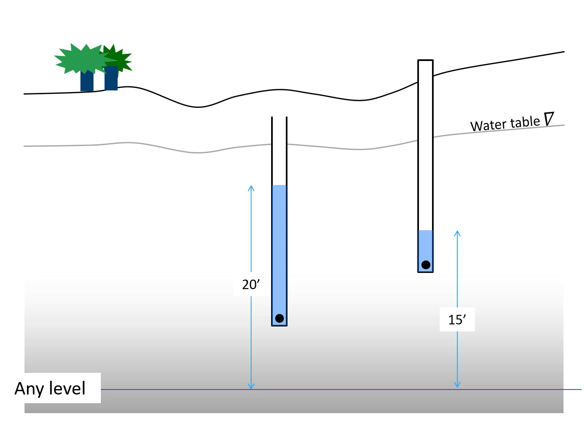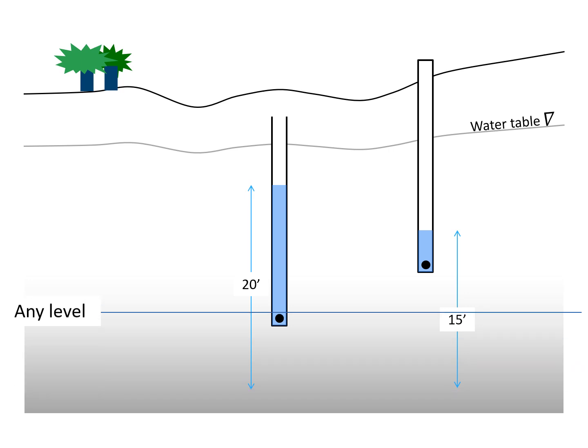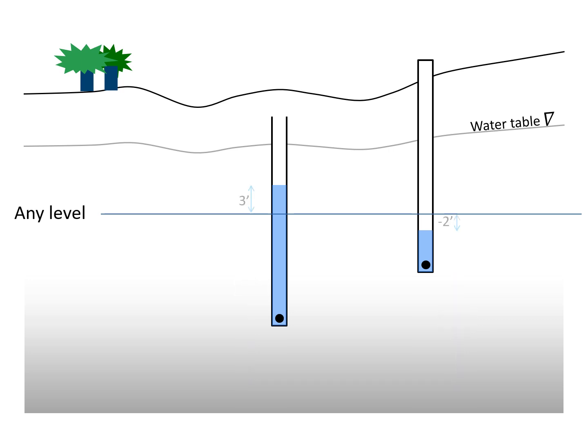To demonstrate that the datum really doesn't matter, imagine what happens if we raise the datum all the way up to this level here. The heads now are very different, but they still represent the level of the water in the piezometer above datum. For the well on the left, this is a small number, 3 feet. For the well on the right, the number is actually negative because the water level in the piezometer is actually below the datum.